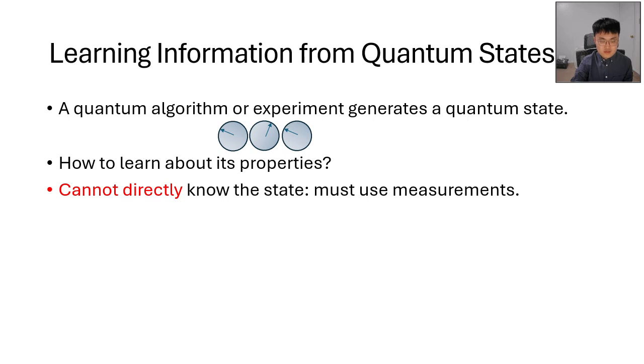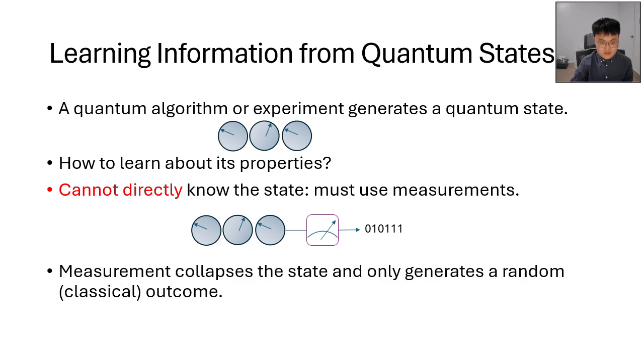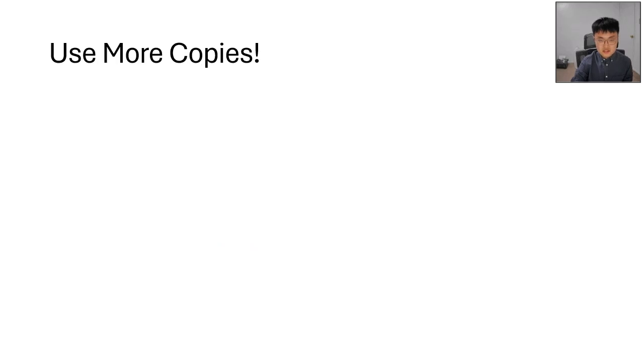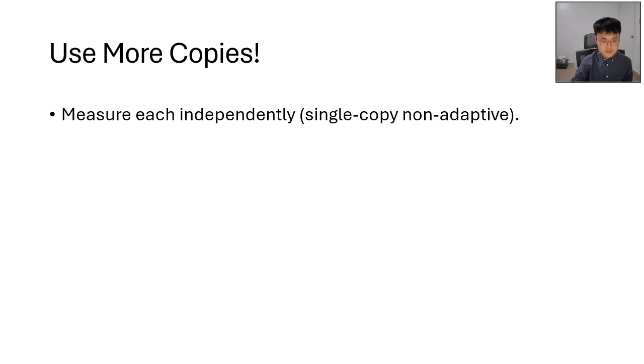However, the law of quantum mechanics states that we cannot directly know exactly what the state is. We must use measurements to learn about the state. However, another problem is that measurement usually collapses the state, and we only obtain a random classical outcome that only tells some partial information about the state. So how should we do this? The answer is to use more copies.